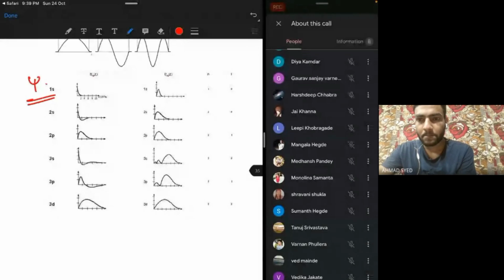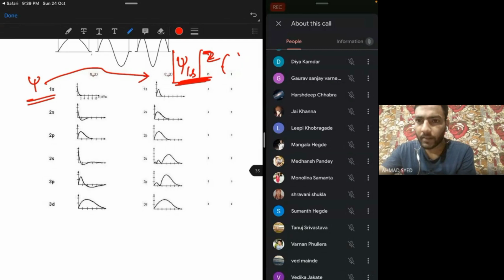So what will be the probability here? It will be psi 1s mod square. This will be density, and we'll just multiply it with volume dv. We'll consider this because we anyway have volume and we can multiply it. So this will be the modulus square, right?